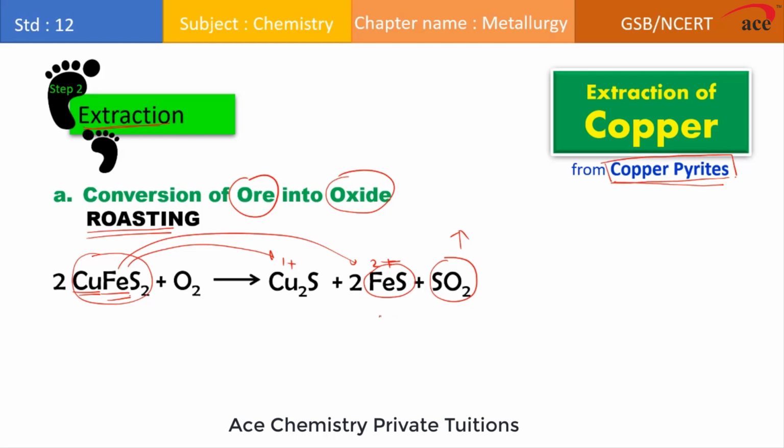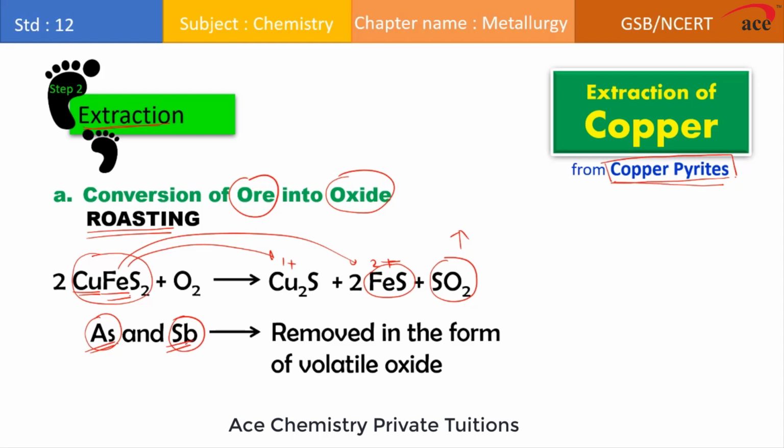Gangue, in this case. Now, to remove this gangue, since it also consists of other impurities such as arsenic and antimony, during roasting the arsenic and antimony form their volatile oxides and they can be easily removed as what? Volatile impurities in the form of their respective oxides. See, arsenic and antimony can be removed in the form of their volatile oxides.